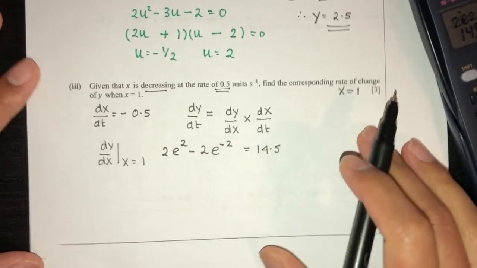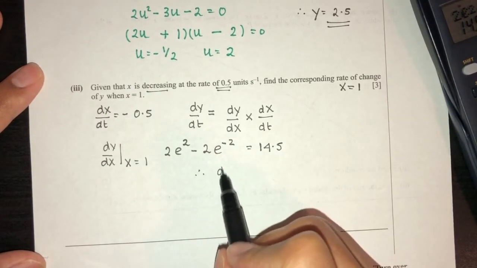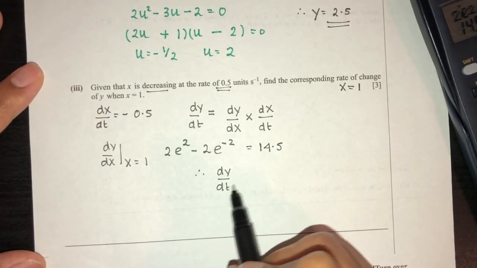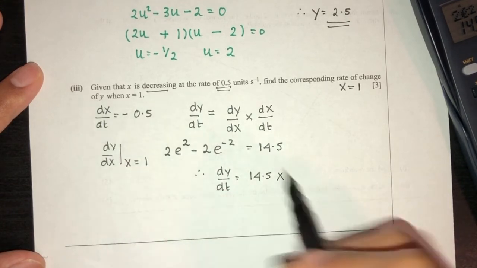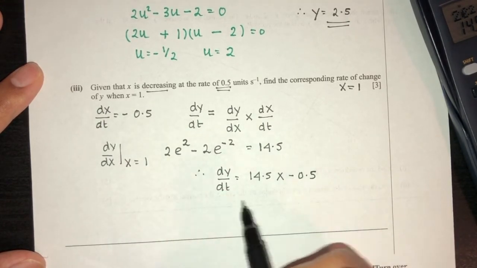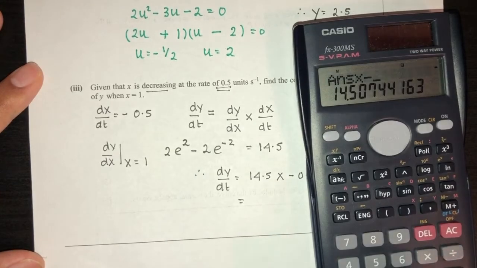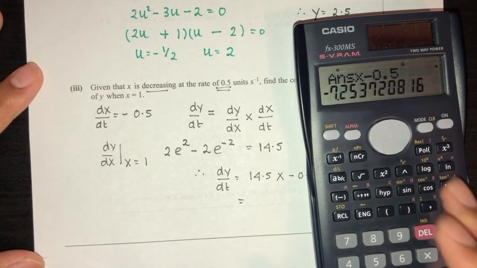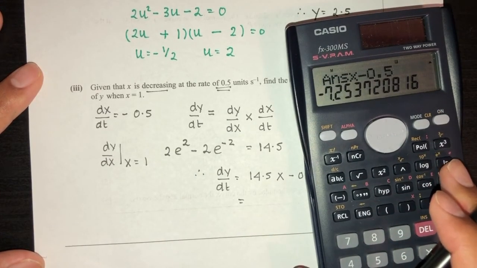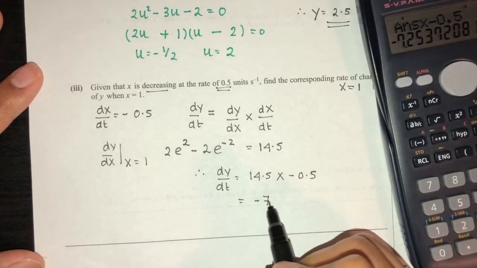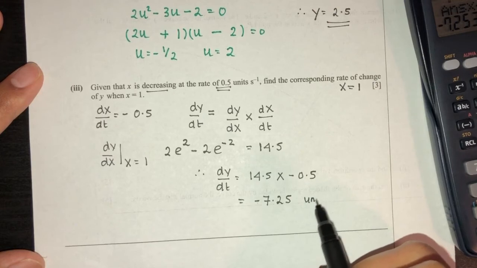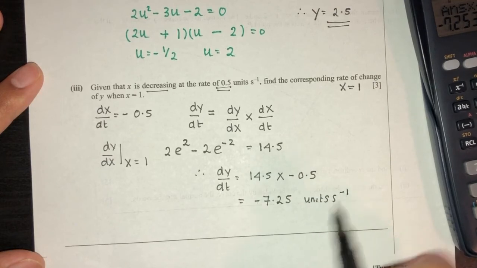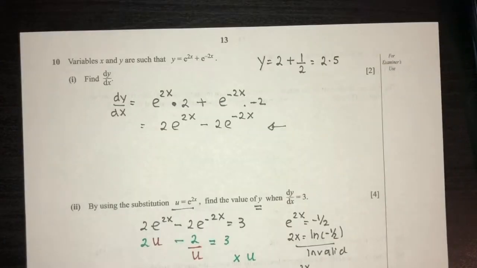Okay, so from this we can just replace in the equation. dy by dt is 14.5 times minus 0.5, because it is decreasing at the rate, times minus 0.5, that will be minus 7.25. That is dy by dt, units per second. That will be your answer for question part 3 of number 10.